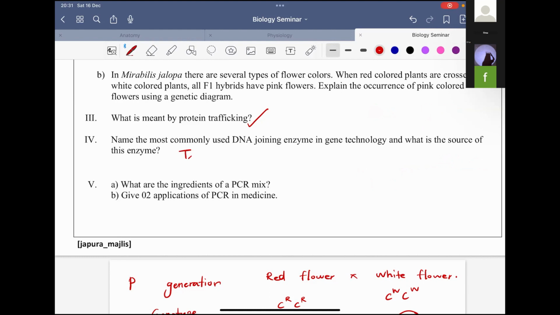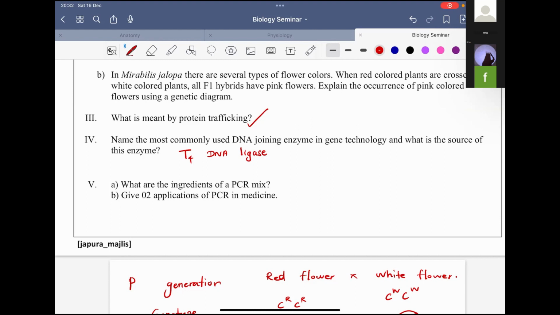T4 DNA ligase. Now this ligase, its function is of course DNA joining. It will join DNA fragments from different sources. We cut DNA from different sources and we have to join them by forming a phosphodiester bond. For that, DNA ligase is used so that they are joined together by the phosphodiester bond and we obtain a recombinant DNA molecule.